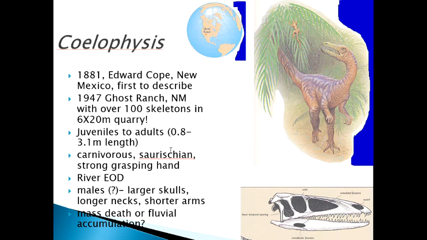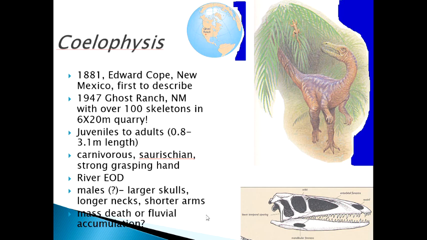So first of all, they're carnivorous. They have saurischian hips. They have good hands. We have good hand fossils for these. They almost exclusively come from river environments of deposition. And they might have some evidence suggesting sexual dimorphism. So you have about 50% of the population that's a little bit larger, longer necks, shorter arms. Those are thought to be perhaps the males, and then the other half would be the females.